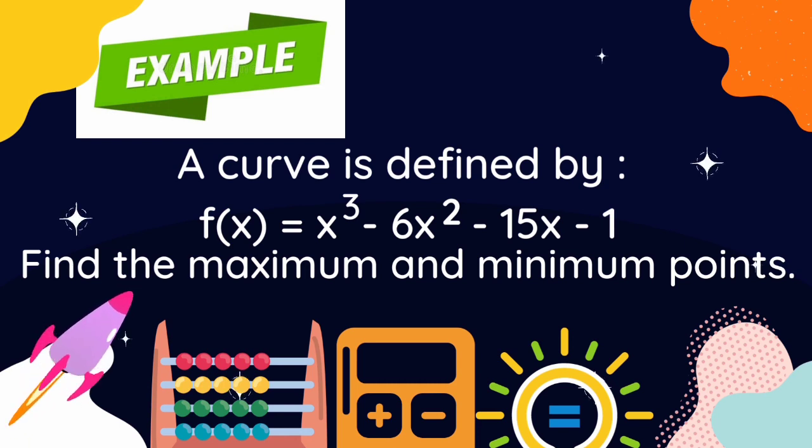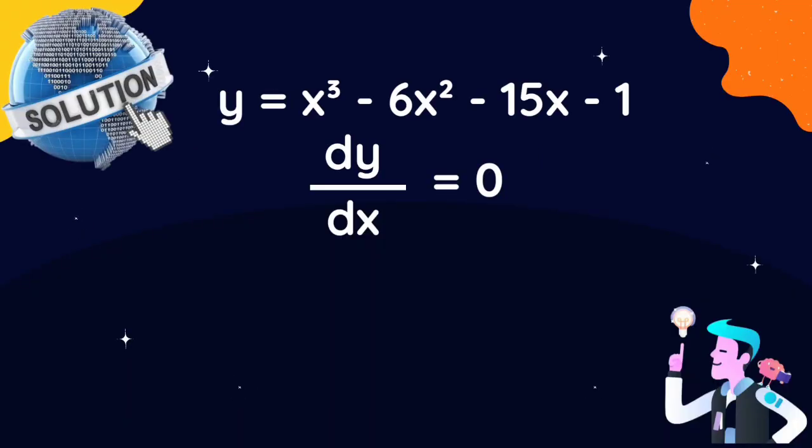A curve is defined by f of x equal to x raised to the power 3 minus 6x squared minus 15x minus 1. You are told to find the maximum and the minimum points of this function. To determine the maximum point and minimum point of this function, as I taught you in the first example, you differentiate the function with respect to x and equate it to 0.